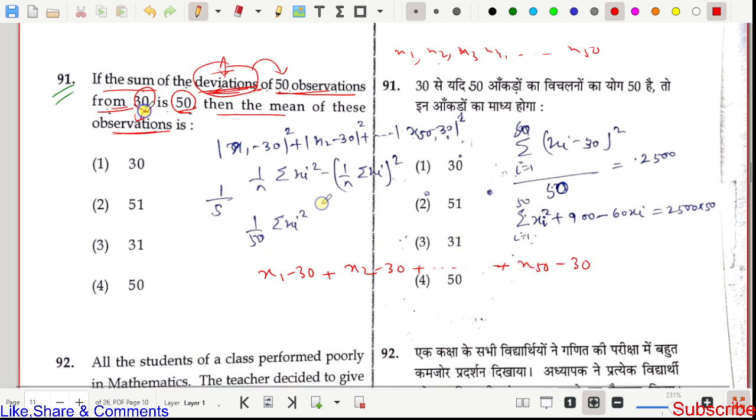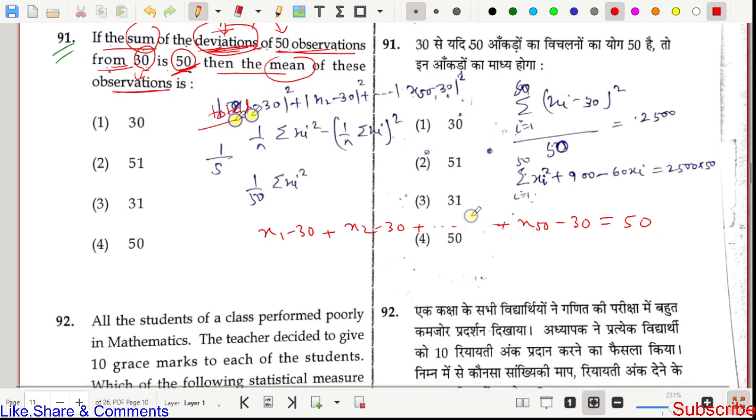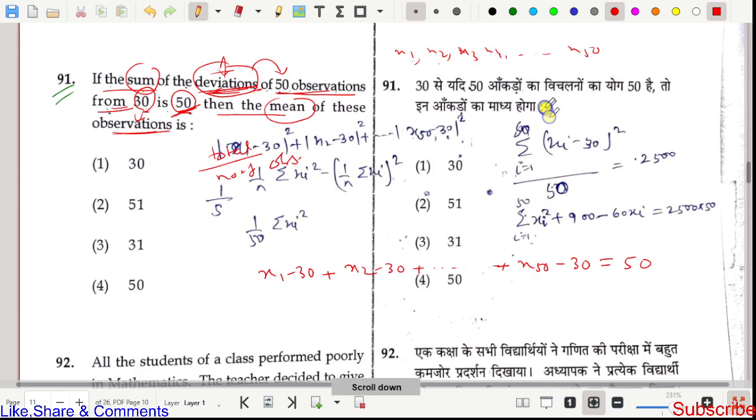So from 30 means we have to subtract 30 from each observation, and the sum of all these deviations is 50. This information is given. What do we have to find? We have to find the mean of the observations. Mean means total divided by number of observations. The total means x1 plus x2 plus x3 up to x50, and we divide by the number of observations, that means by 50. We need to calculate that value.